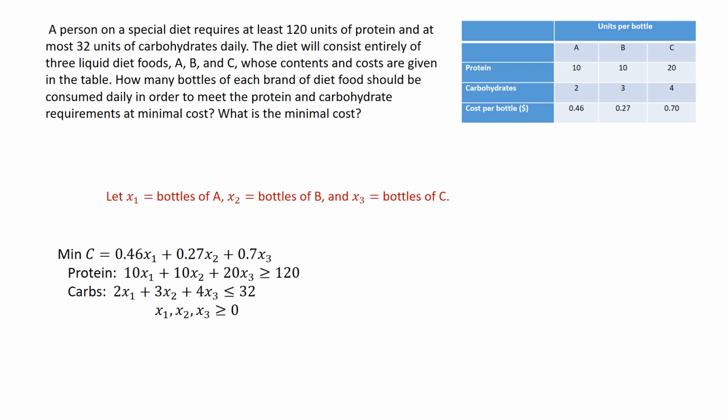Now, because we're minimizing with mixed problem constraints, what we're actually going to do is maximize the negative. So we're going to use t equals negative 0.46 x1 minus 0.27 x2 minus 0.7 x3, and we're going to maximize that function using the protein and carbohydrate constraints.